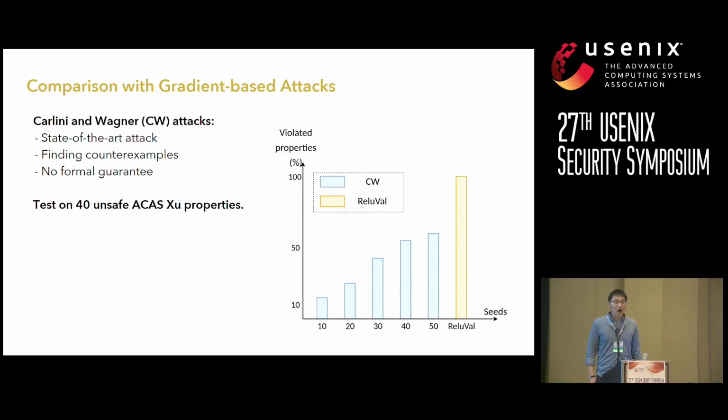Okay, and also on the ACAS Xu model, we compare with Carlini-Wagner attacks, which is currently a state-of-the-art gradient-based attack, and it can efficiently find counterexamples, but there's no formal guarantee that can be given. And we test on 40 unsafe ACAS Xu properties, and as the results have shown, ReluVal can find 35% more counterexamples compared to current state-of-the-art attacks.